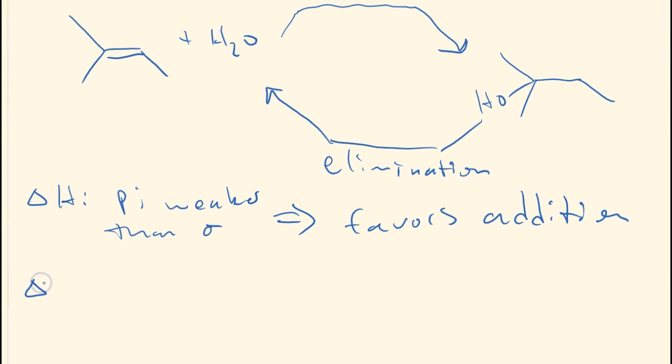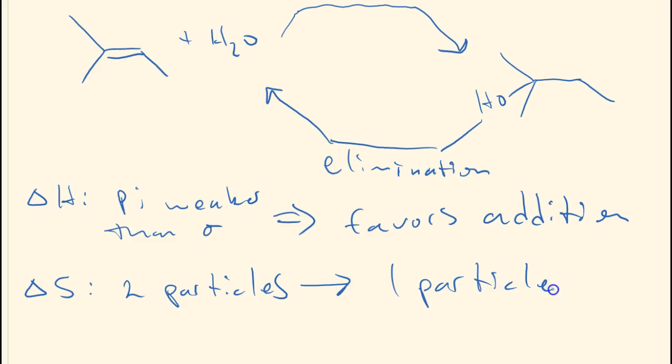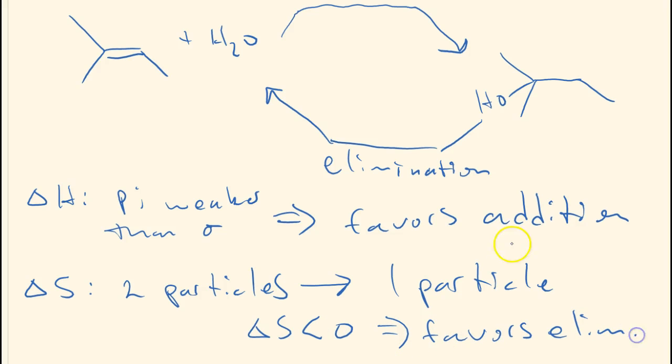Now, as far as delta S is concerned, we go from 2 particles to 1 particle. That makes delta S negative. That favors elimination. Right? And delta H favoring addition is a negative delta H as well. So, can we use temperature to control our outcome? Of course we can.